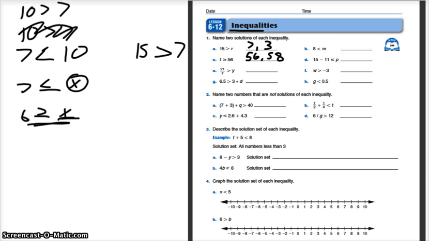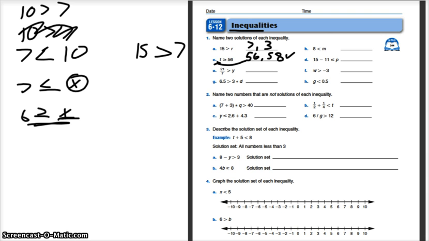So be careful about how this is worded. Think about the numbers, and in your mind, actually put your number where the variable is and check to make sure that's correct. Is it actually true that 58 is greater than 56? Yes. All right. So I know I'm good. Okay?